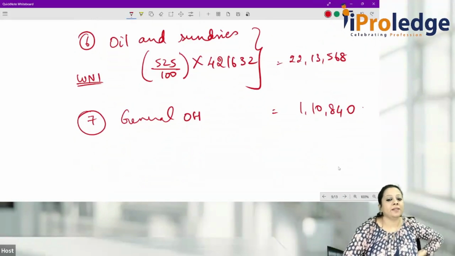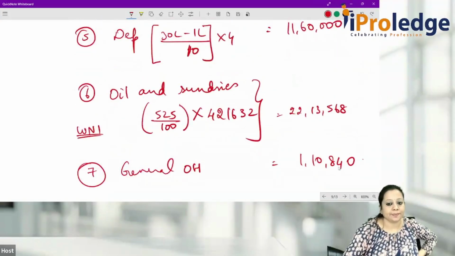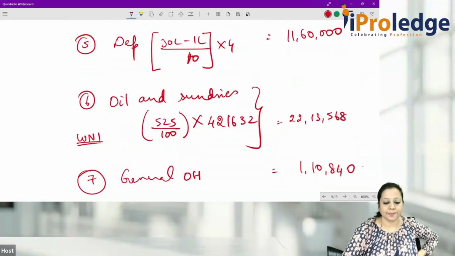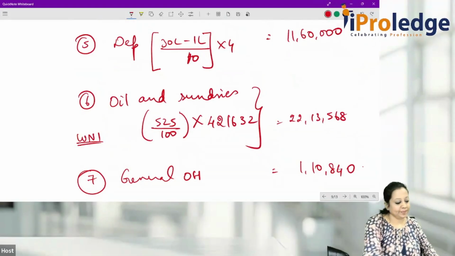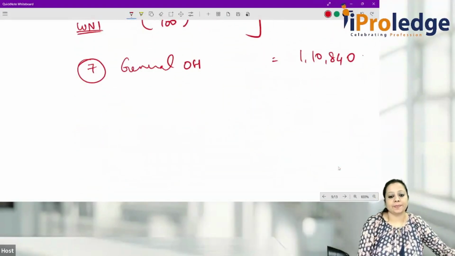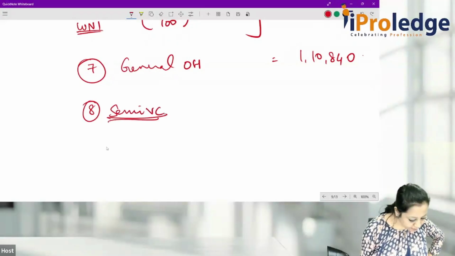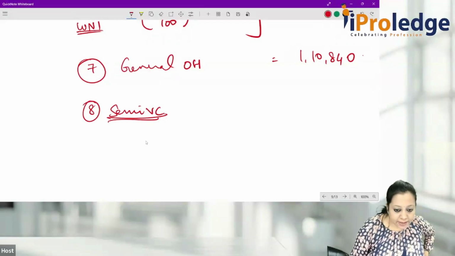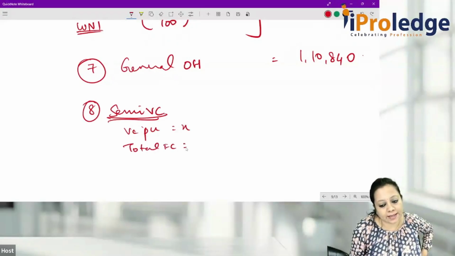Now we are only left with the semi-variable cost and then we will be done for the cost. Very nice. So the semi-variable cost is going to be in respect of maintenance. Can I say like this again, variable cost per unit is equal to X, total fixed cost is equal to Y, like that we will say.